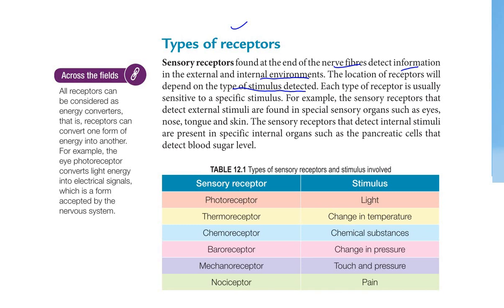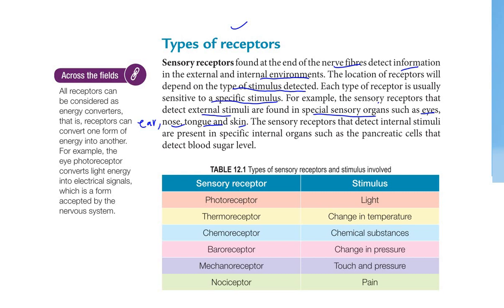Each type of receptor is usually sensitive to a specific stimulus. So maybe one receptor can detect one specific stimulus. For example, the sensory receptors that detect external stimuli are found in special sensory organs such as the eyes, nose, tongue, skin, and also the ear. These five sensory organs all have the receptors to detect the external stimuli.